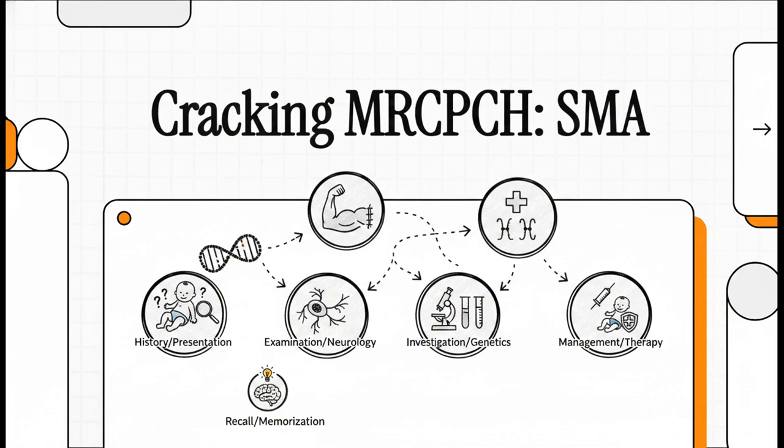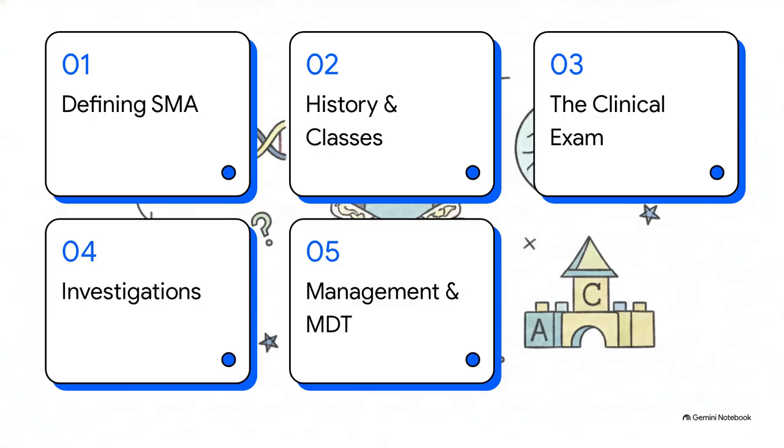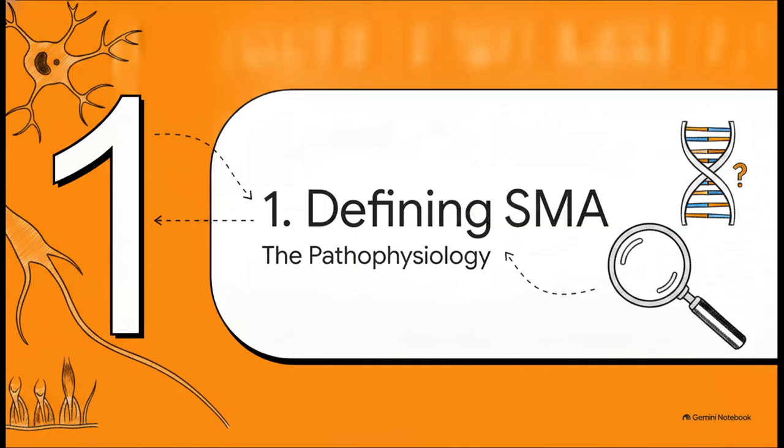But today, we're going to make spinal muscular atrophy, or SMA, incredibly clear and easy to recall. We'll be breaking down the exact history, the examination, the investigation, and the management strategies you need to seamlessly demonstrate to your examiners. To mirror the exact flow the examiners expect, we're going to cover: 1. Defining SMA, 2. History and classifications, 3. The clinical examination, 4. Investigations and complications, and finally, 5. Management and the MDT.